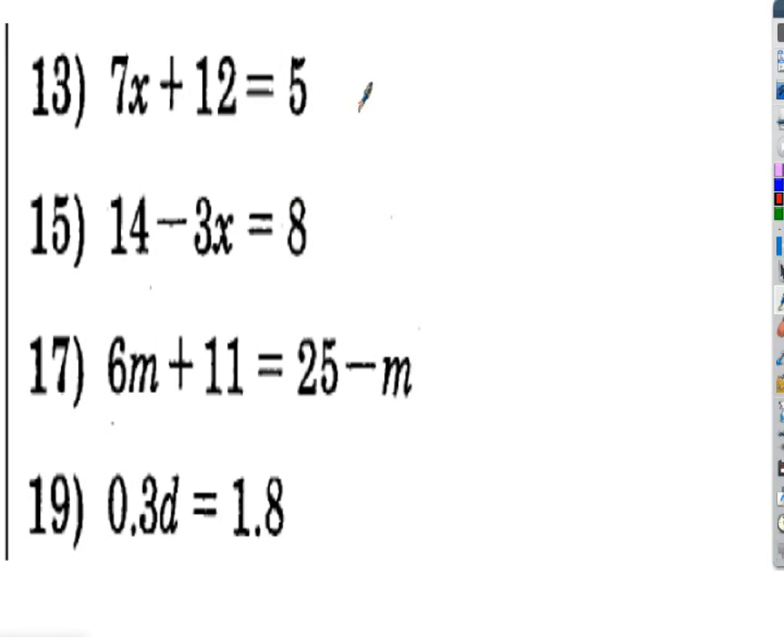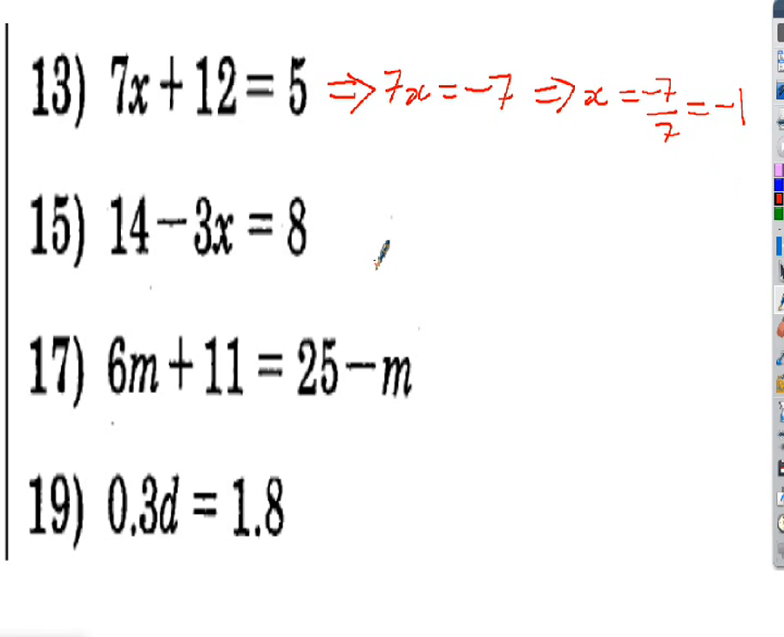Question 13, we're given 7x plus 12 is equal to 5. So the first thing I will do here in my solution is to subtract 12 from both sides. So 7x is equal to negative 7 in this case. Taking 12 from 5 will be negative 7. So therefore in this case x is equal to negative 7 divided by 7. So negative 1, the solution.